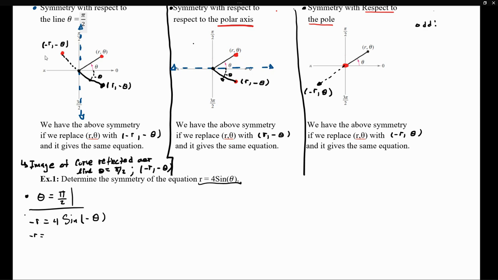Recall that odd means that if I take the sine of a negative angle, that's equivalent to the negative of the sine of the same angle. So therefore, since I know that sine is odd, this expression is equivalent to 4 sine of positive theta. And now notice I have a negative on the left and negative on the right. In other words, they will cancel out. And now I have r equals 4 sine of theta. But now notice that by plugging these values, negative r, negative theta, I get the original equation back.